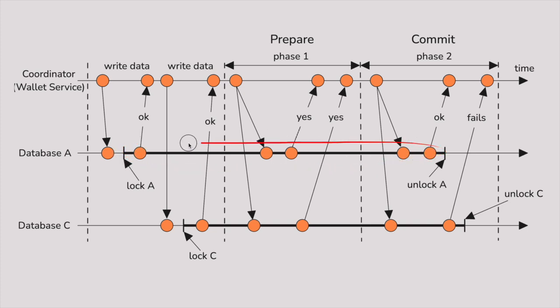So as you can see on this diagram, we lock both rows in the database at the very beginning and keep them locked until the transaction either succeeds or fails. So if one of the databases has network delays or it's overloaded, then the other database would be lagged for the duration of the whole transaction.